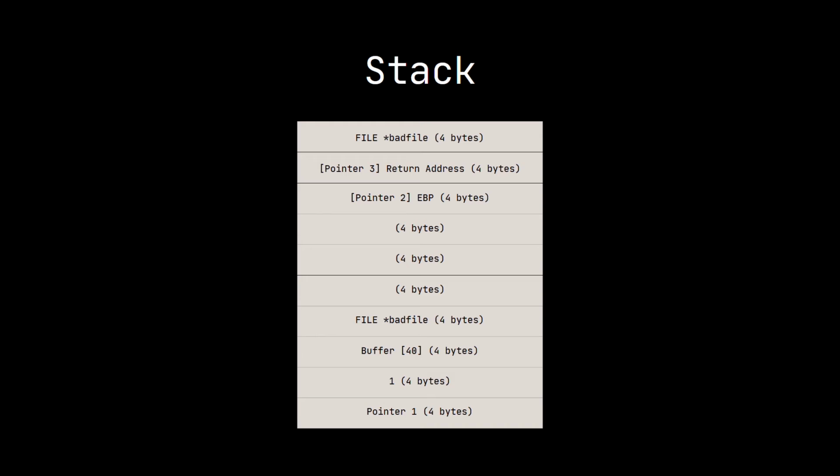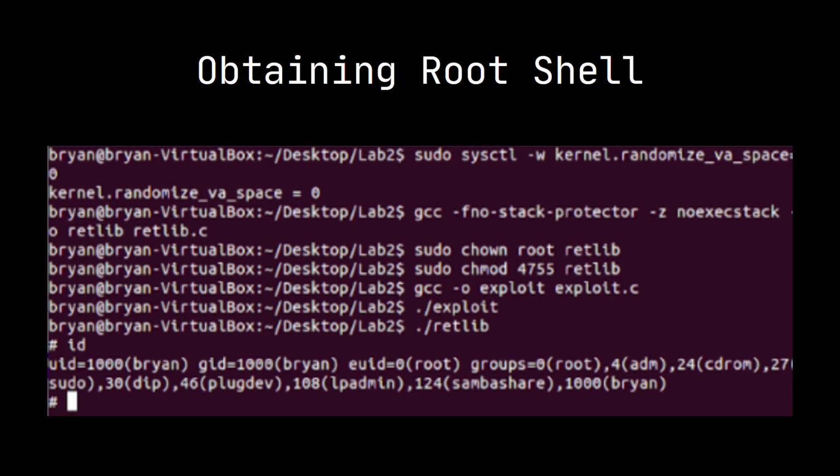So here, obtaining the root shell. After we were able to get all the addresses in the buffer indices, this is what happens when we compile and run the code. And as you can see, we were able to obtain the root shell.